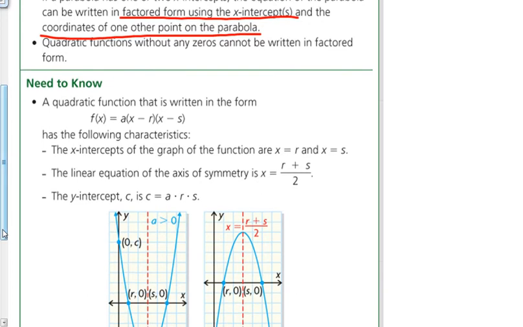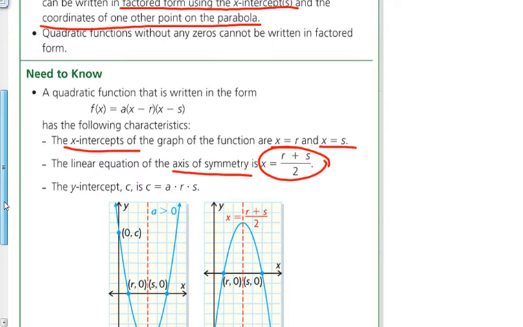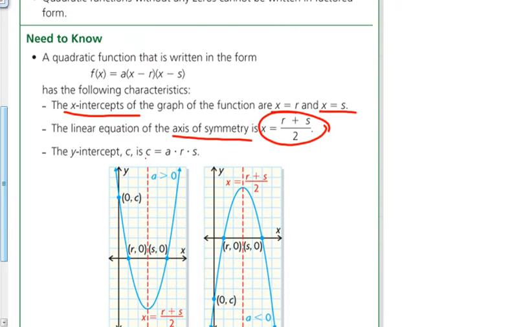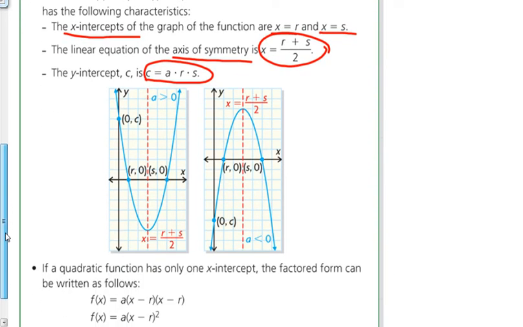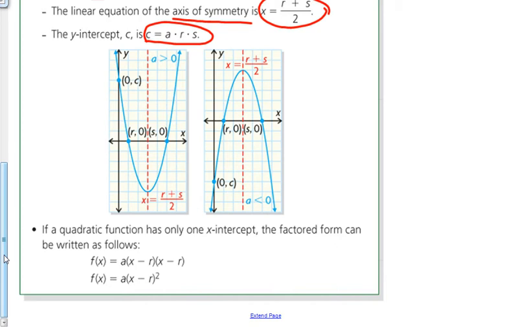You need to know, a quadratic function that is written in factored form has the following characteristics. The x-intercepts of the graph of the function are x equals r and x equals s. The linear equation of the axis of symmetry is x equals (r plus s) divided by 2. The y-intercept, c, is c equal to a times r times s. If a quadratic function has only one x-intercept, the factored form can be written as y equals a times (x minus r) squared. As you can see, we only have one root.